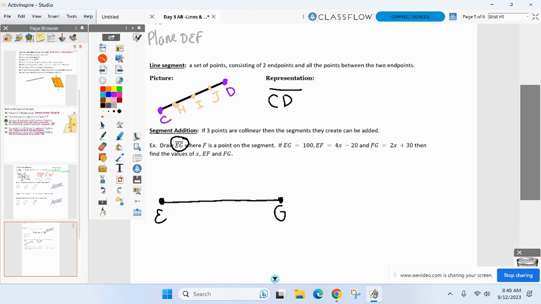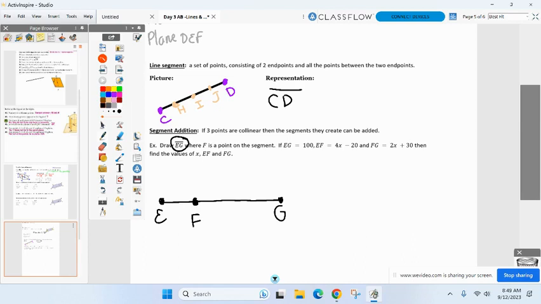F is a point somewhere on that segment. Does it say where? Nope. So go ahead, everyone. Put point F somewhere on that segment. Does not matter where it is. Middle, beginning, end, wherever. So everyone's clear with the diagram.